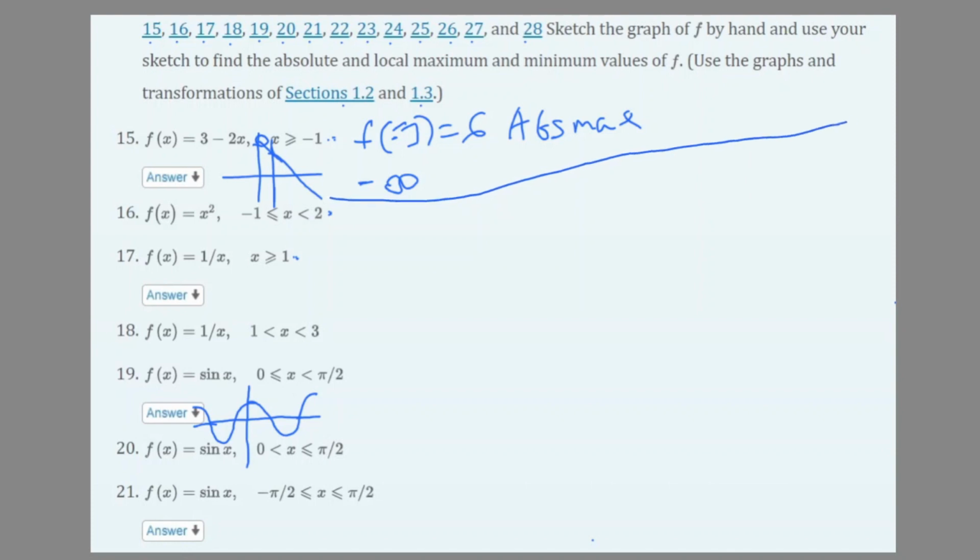And now let's look at number 16. So number 16 is x squared, and we're depicting it from the interval of -1 to 2.